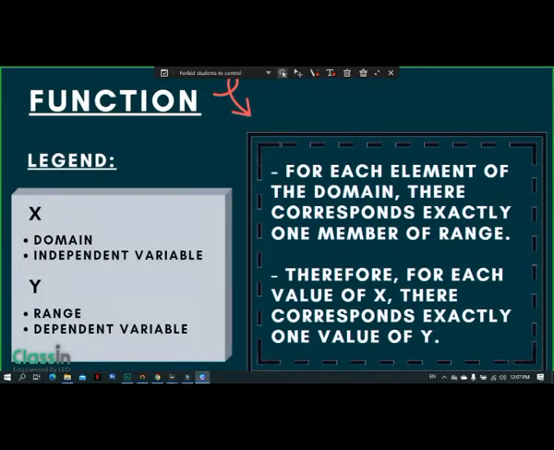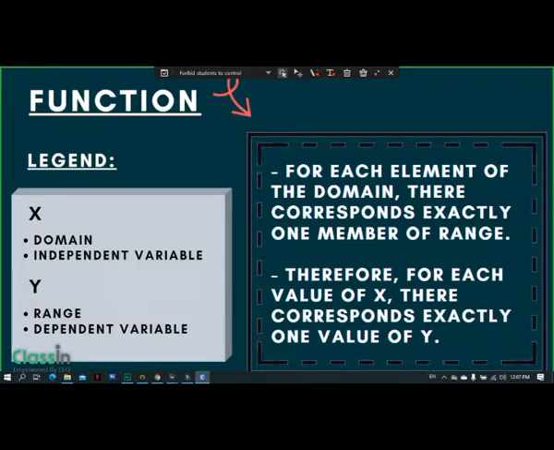So, another definition of function is, for each element of the domain, there corresponds exactly one member of range. So, yung domain po, kung sa legend makikita natin, yung x ay tinatawag din natin as domain or independent variable. And the range, yung tinutukoy po na range sa definition, yung y po siya. Okay? Yung y, pwede din siyang tawagin as range or dependent variable.